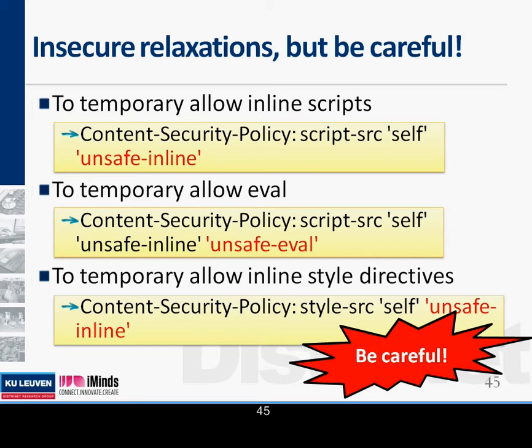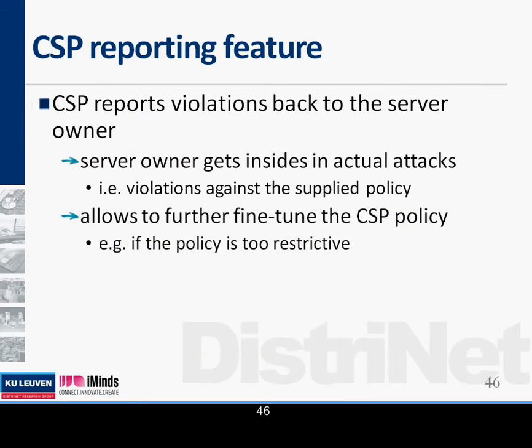Okay, then one of the things I want to go into a little bit more detail on in the presentation is the reporting feature. CSP has a very interesting feature: any violation of your policy can be reported back to the server owner. It means that you can see attacks happening in real life on your application, because any violation that the browser sees is pushed back to a URL specified by the website owner. There are two benefits. You see the actual violations happening on the client side. With most of the technologies we have right now, we don't know what's happening on the client side; we only see some server-side logs. Secondly, it also allows you to fine-tune your policy.